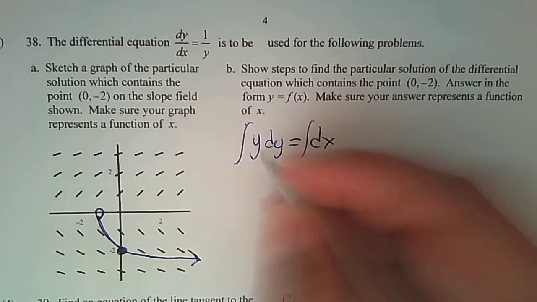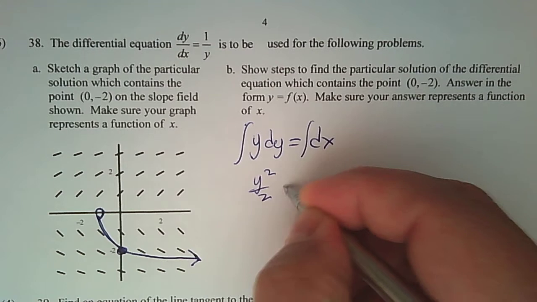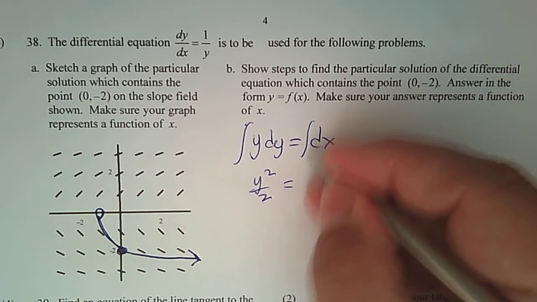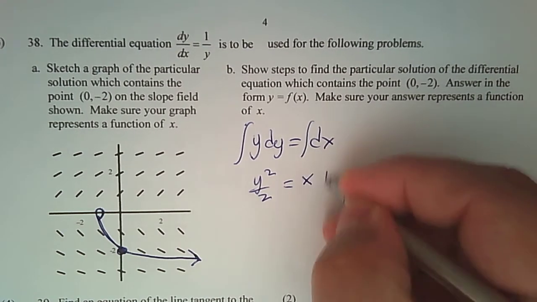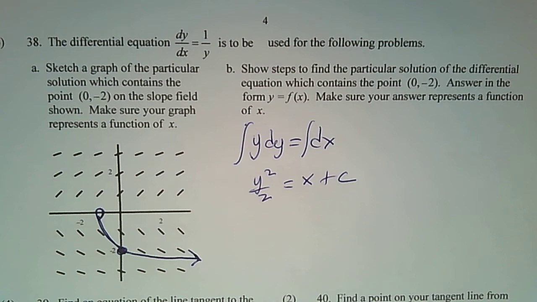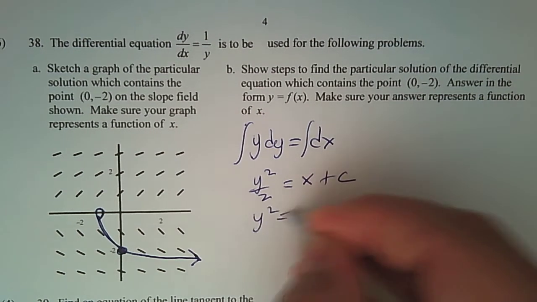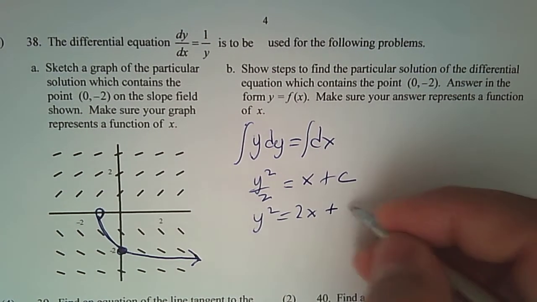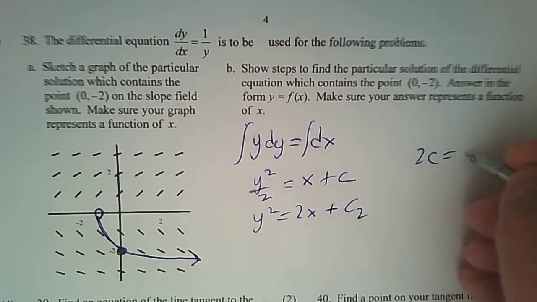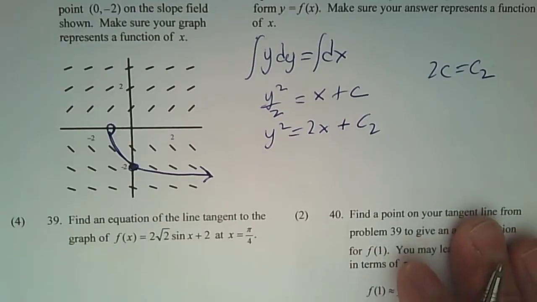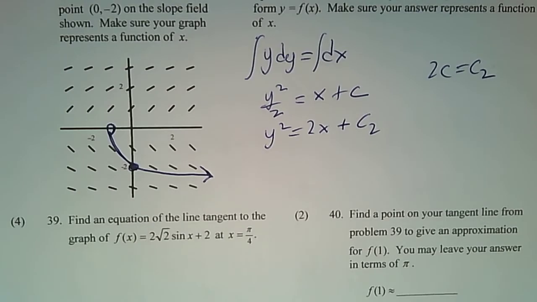Next, I'm going to integrate this. So y becomes y squared over 2. The integration of 1, you don't see it, is just x, and then plus c. I'm going to multiply everything times 2, and then instead of 2c, I'm going to replace that with a single constant, c2, and then the square root.